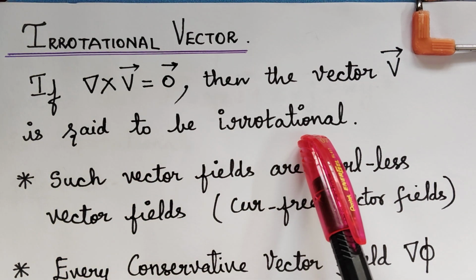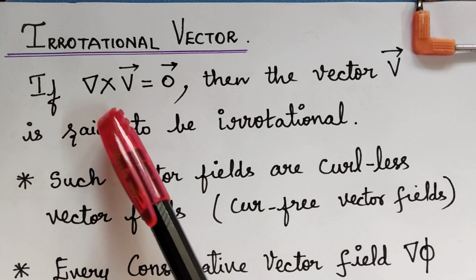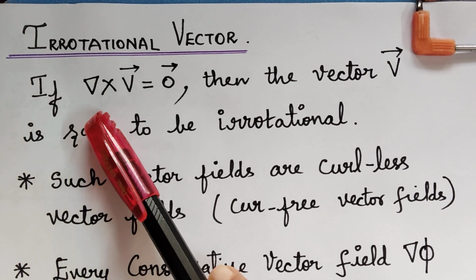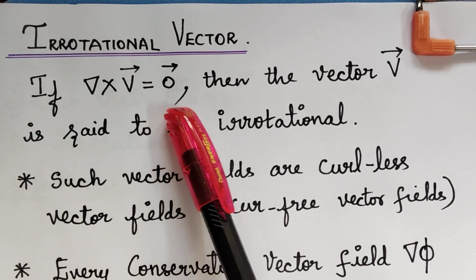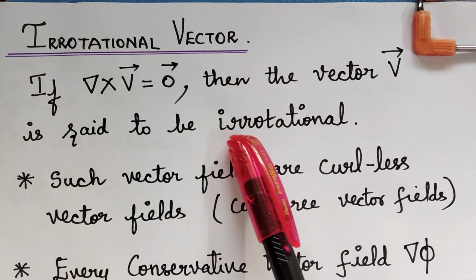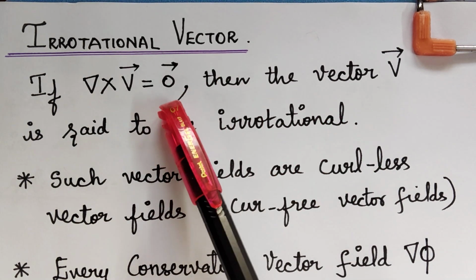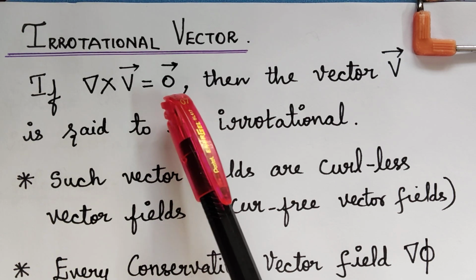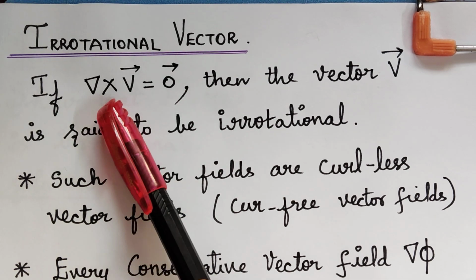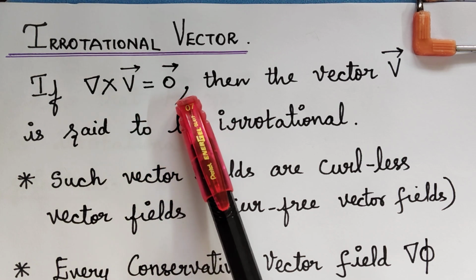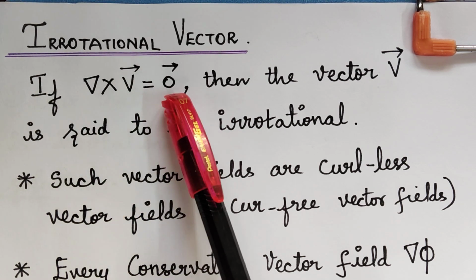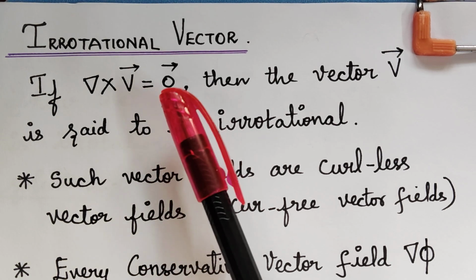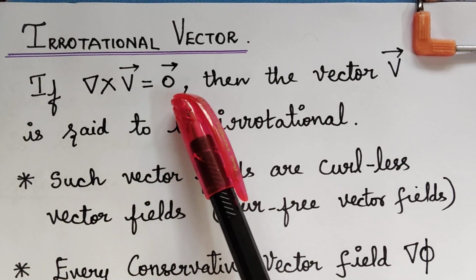So we already know that the curl of a vector point function v vector is given by nabla cross v vector. And if that quantity is equal to 0 vector, then the vector v is said to be irrotational. Why have we given 0 vector instead of 0 over here? The reason is that the cross product gives us a vector component. For that reason, we have taken 0 vector over here, which will be 0 i vector plus 0 j vector and 0 k vector.